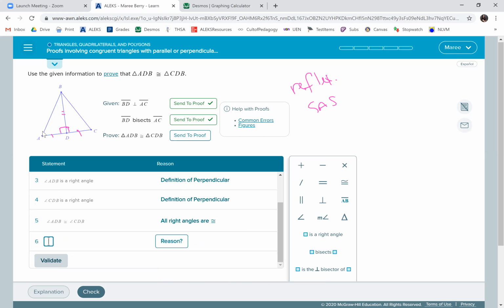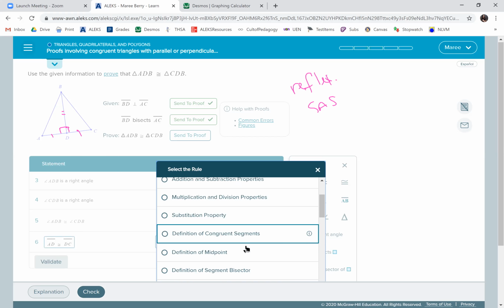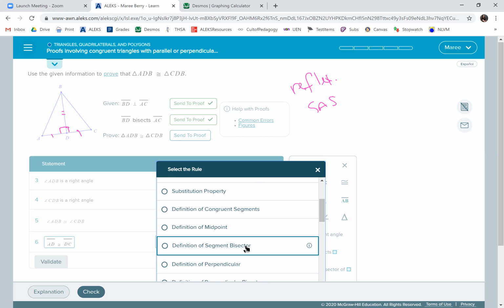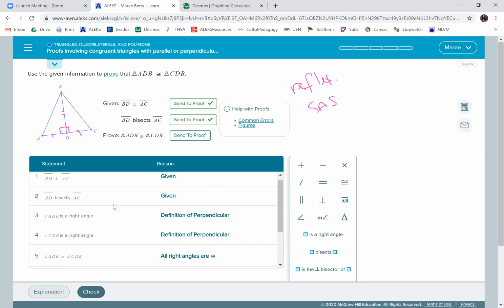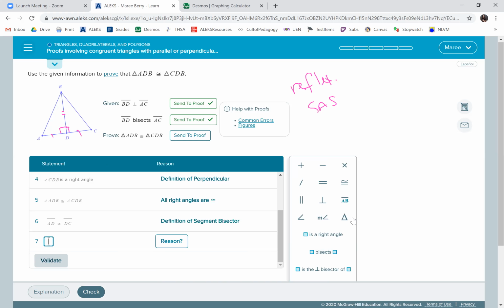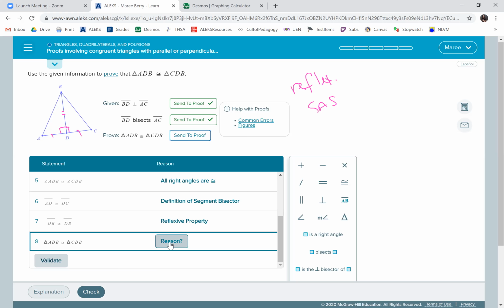Okay, we've got that. And then we're going to say segment AD is congruent to segment DC. And that is definition of bisector, definition of segment bisector. Okay, so what do we have so far? We still need to do the reflexive property. So segment DB is congruent to segment DB, and that's just going to be reflexive. Okay, so do we have everything? We have the segment, we have the angles congruent, and we have this segment. So we're ready to say it's true by the SAS.